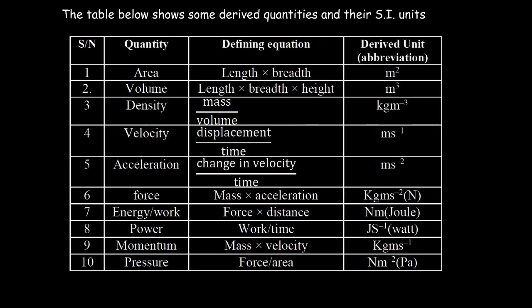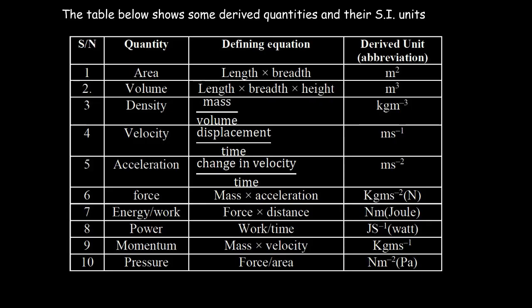Below are some derived quantities and their SI units. Now the very first quantity we have is area. The defining equation for area is length times breadth, and the derived unit is meter square. The second one we have here is volume. The defining equation is length times breadth times height, and the derived unit is meter cube. The next is density, which is mass over volume, and the derived unit is kilogram per meter cube.